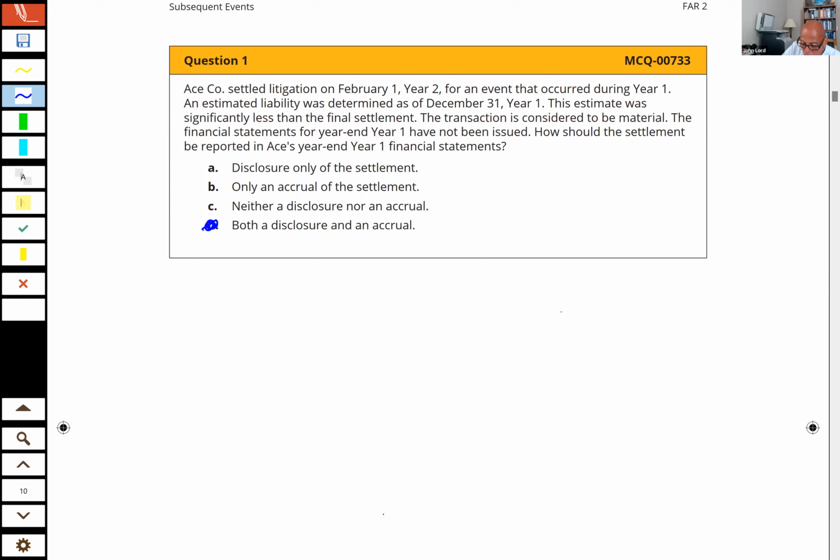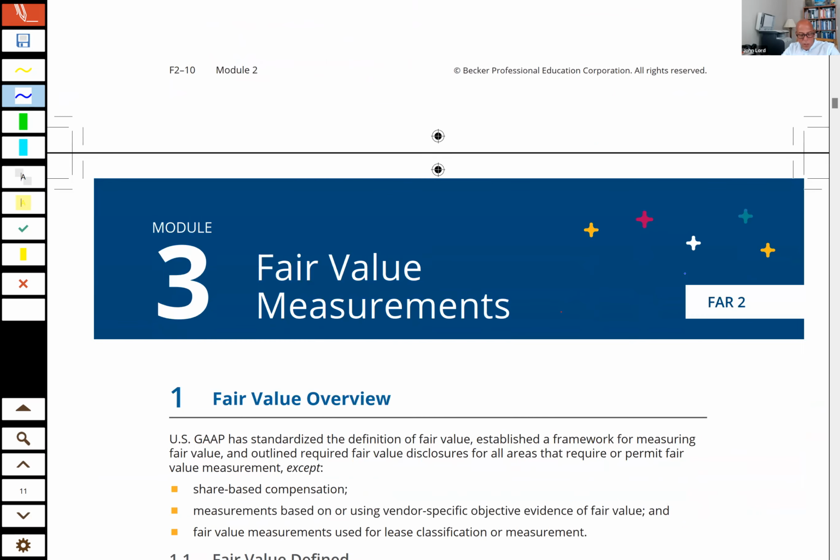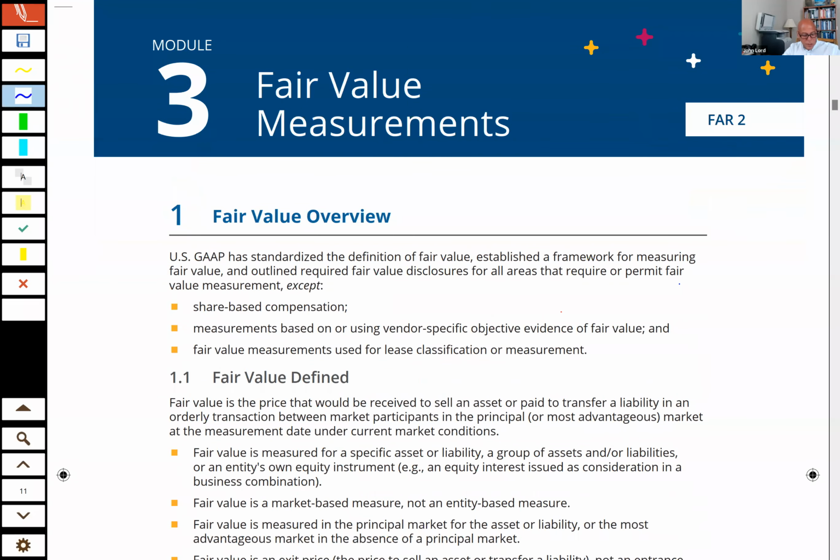Okay, good. Let's go ahead and take a look at our next module. Any question on that one? Okay, good. Let's look at our next module here now, which is fair value measurements.